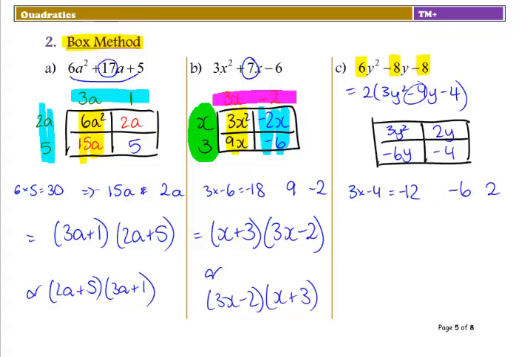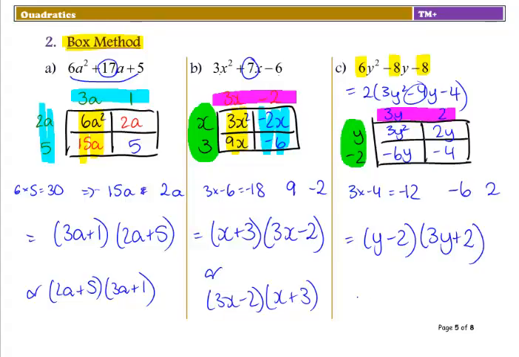Looking at common factors, 3y squared and 2y would be y. Negative 6y and negative 4 would be negative 2. Down, 3y squared and negative 6y would give me 3y. Down here I have 2. Okay, so then reading my brackets, I have y minus 2, 3y plus 2.